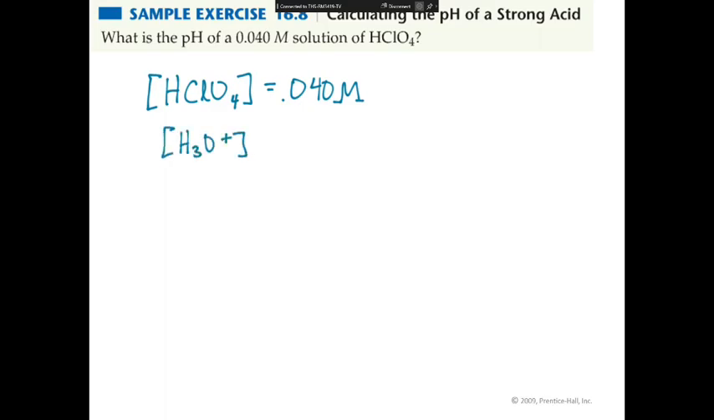Folks, first let's look at the strong acids. Again, this is just like the bell ringer. It might even be the same acid. I can't remember. It's a similar acid. So what is the pH of a 0.040 molar solution of HClO4? Well, if the HClO4 concentration is 0.040, then the H3O plus concentration is going to be 0.040 molar.